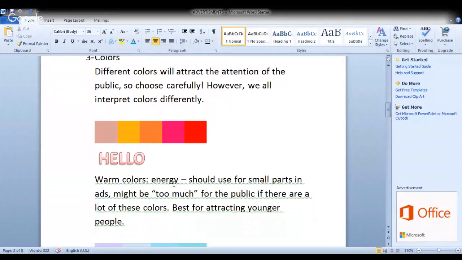So warm colors are energy and should be used for small parts in the ads. Yeah, this is all about advertising, okay? There might be too much for the public if there are lots of these colors; they're best for attracting younger people. So these colors here might be good for children, okay? Or like I said, something that's not too crazy of a color, but still gets the attention of other people.